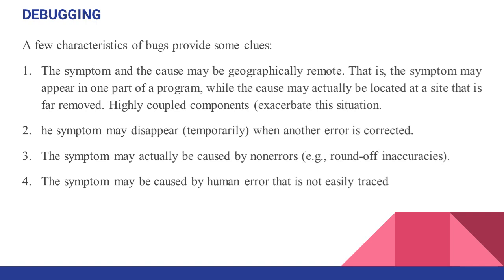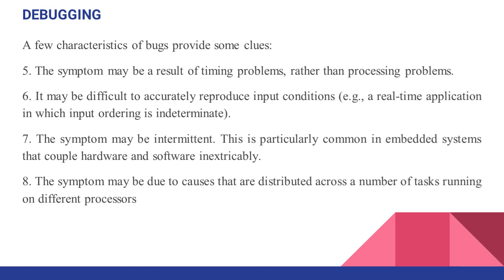The symptoms may disappear temporarily when another error is corrected. The symptoms may actually be caused by non-errors. The symptoms may be caused by human error that is not easily traced. The symptoms may be the result of a timing problem rather than a processing problem. It may be difficult to accurately reproduce input conditions. The symptom may be intermittent, which is particularly common in embedded systems that couple hardware and software inextricably. The symptoms may be due to causes that are distributed across a number of tasks running on different processors.